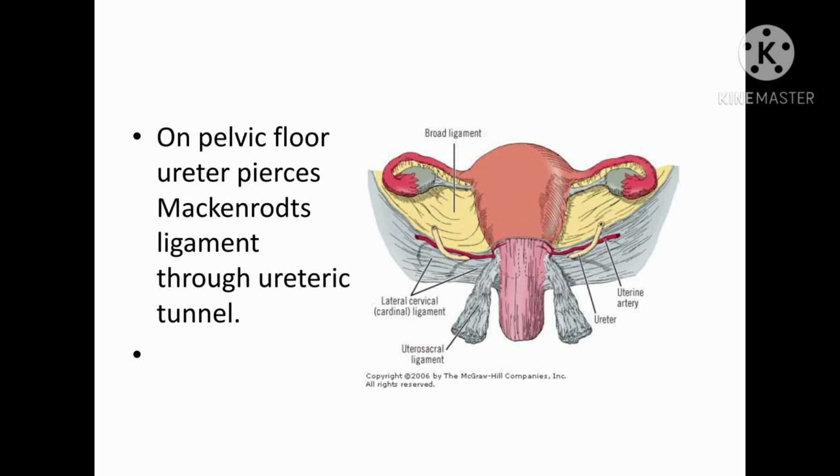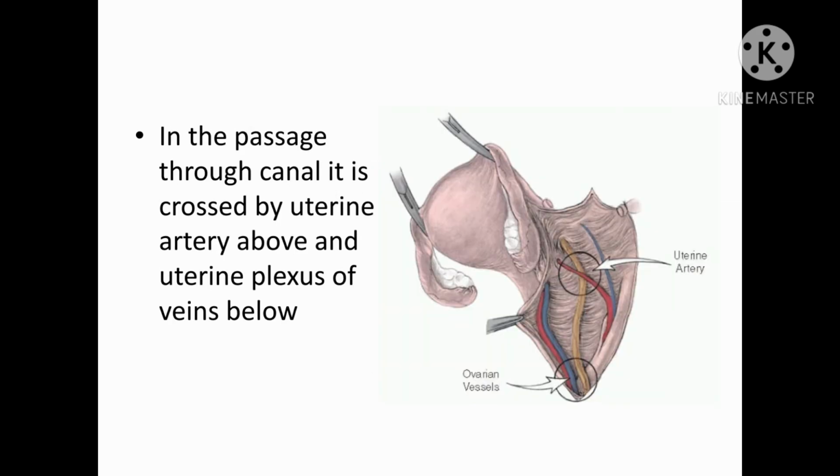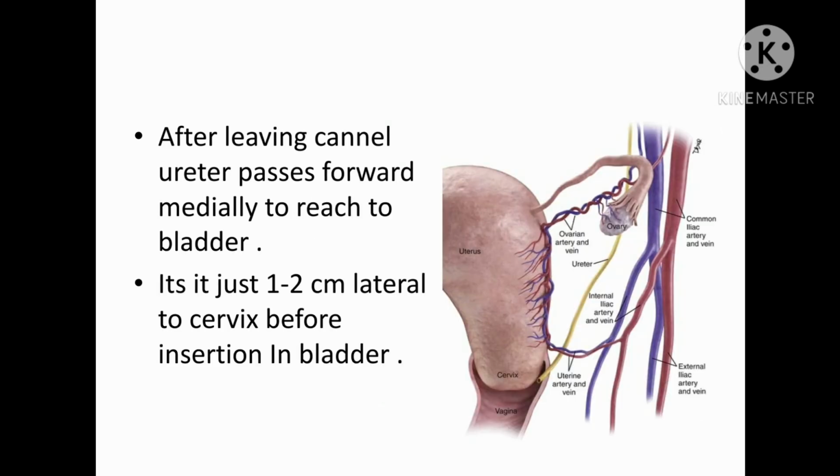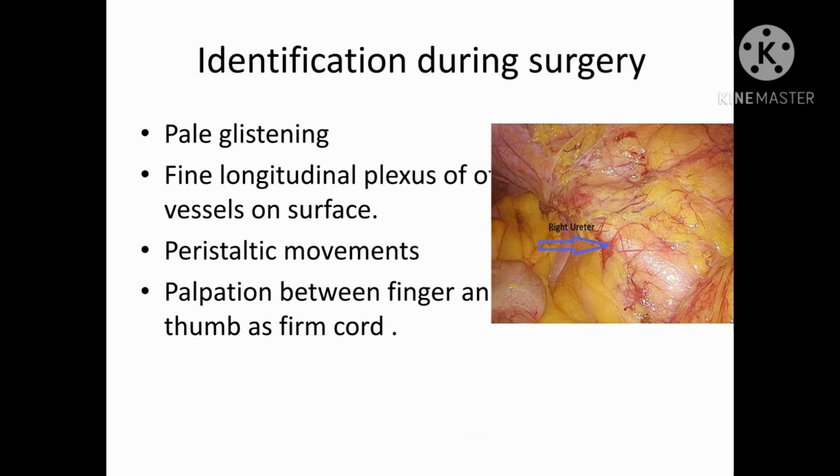After reaching the pelvic floor, the ureter pierces Mackenrodt's ligament through the ureteric tunnel. In passage through the canal, it is crossed by the uterine artery above and the uterine plexus of veins below. After leaving the canal, the ureter passes forwards and medially to reach the bladder. It is just 1 to 2 cm lateral to the cervix before it inserts into the bladder.